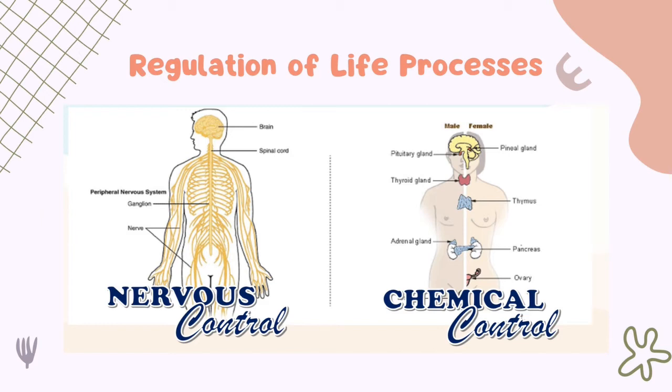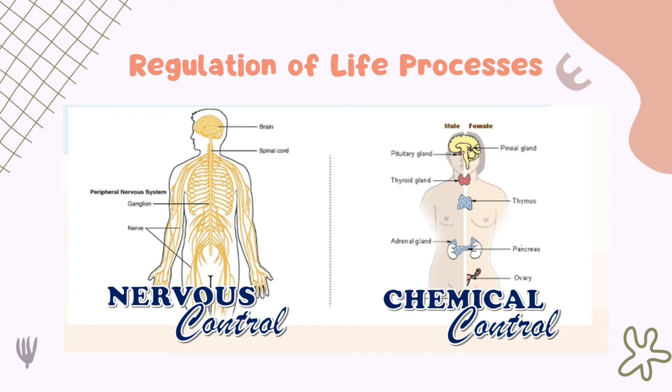Okay, so the first one is the nervous control, and the other one is the chemical control. So what is nervous control? Nervous control is brought about by a special type of cells called the neurons. Next, we have here the chemical control. Chemical control is brought about by chemical substances called the hormones.